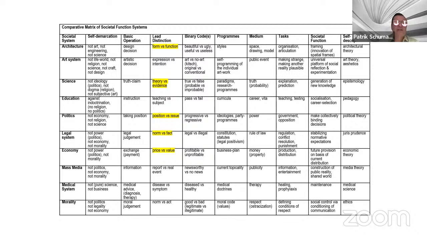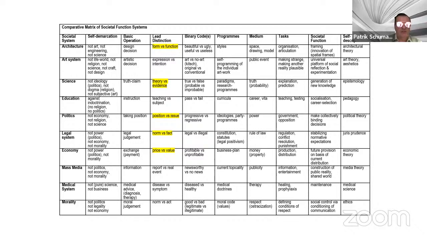Another one is, for instance, the economy. The lead distinction is price versus value. The task formula giving prices to values. And you can guess that the internal reference is price and prices which emerge in the economy. And the values is the underlying utility, which is basically in the environment of the economy, which is our private lives, our physiology, what we need to nourish ourselves and value.